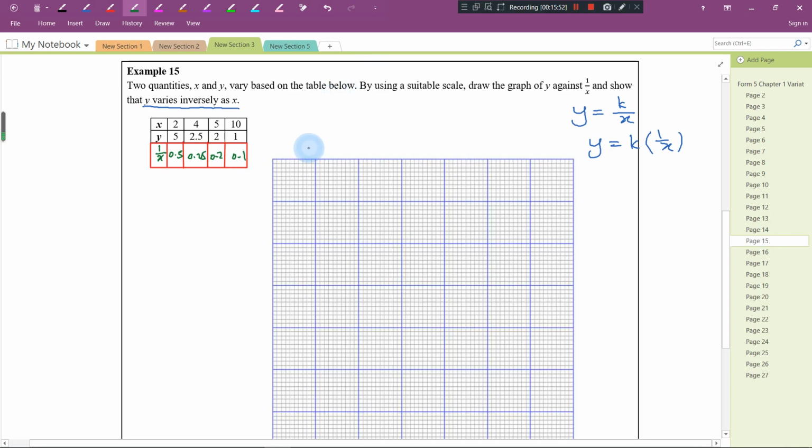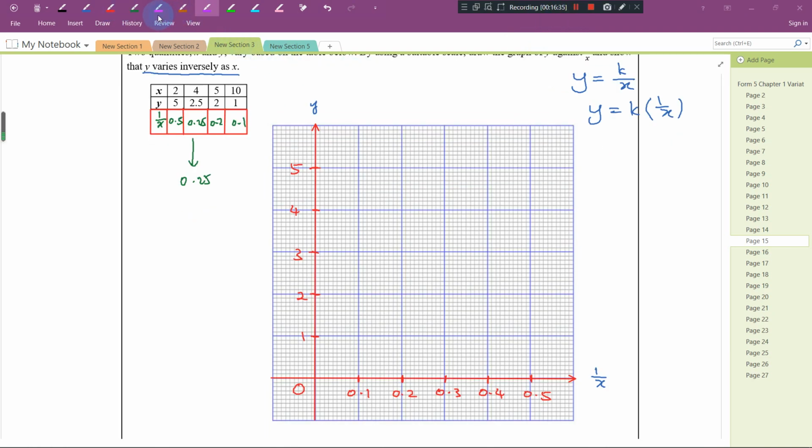Okay, let me double check again. Correct. 0.5, 0.25, 0.2. Let me write clearly over here. 0.25, this one. This is 0.2, this is 0.1. So the next thing, we just need to use a suitable scale to plot this graph. If the graph that we get is a straight line passing through the origin, then we can make a conclusion that y varies inversely as x. If not a straight line, or the straight line is not passing through the origin, then y does not vary inversely as x. Okay, let's try.